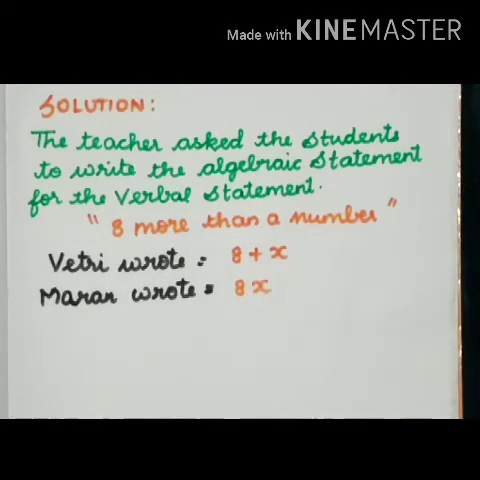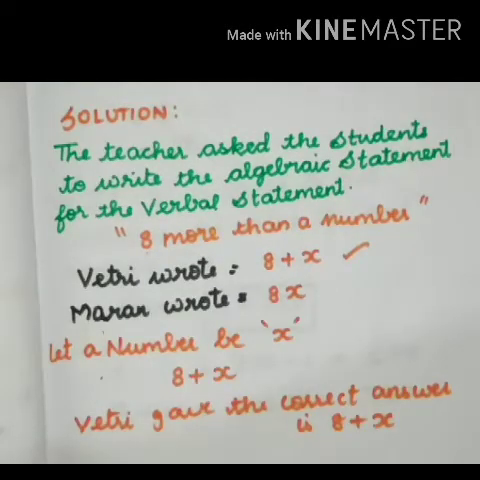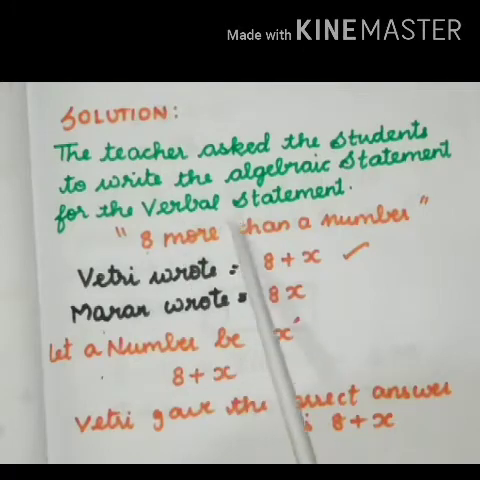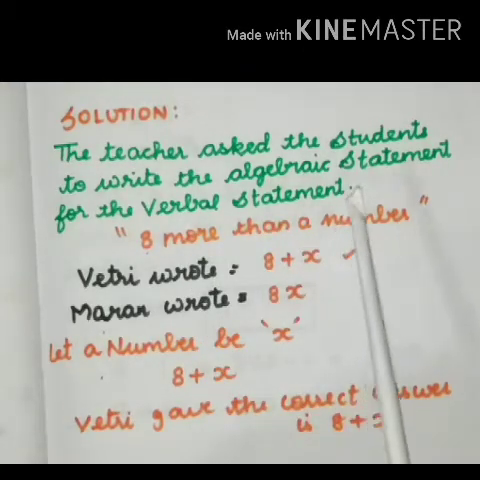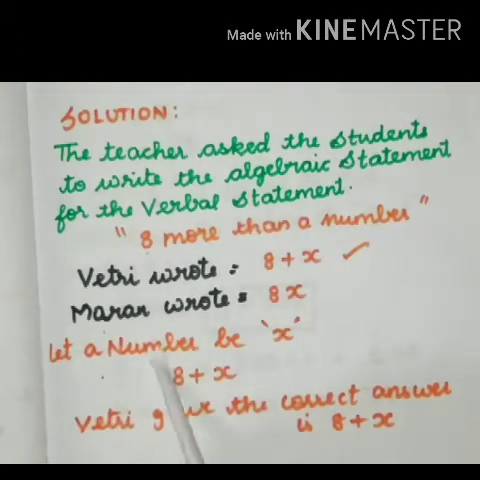You have to check who gave the correct answer. Let's find out who gave the correct answer. Here the given verbal statement is 8 more than a number. Here 8 is a constant value. More means the operation is addition. A number. We don't know that number. So let's take the number to be x.